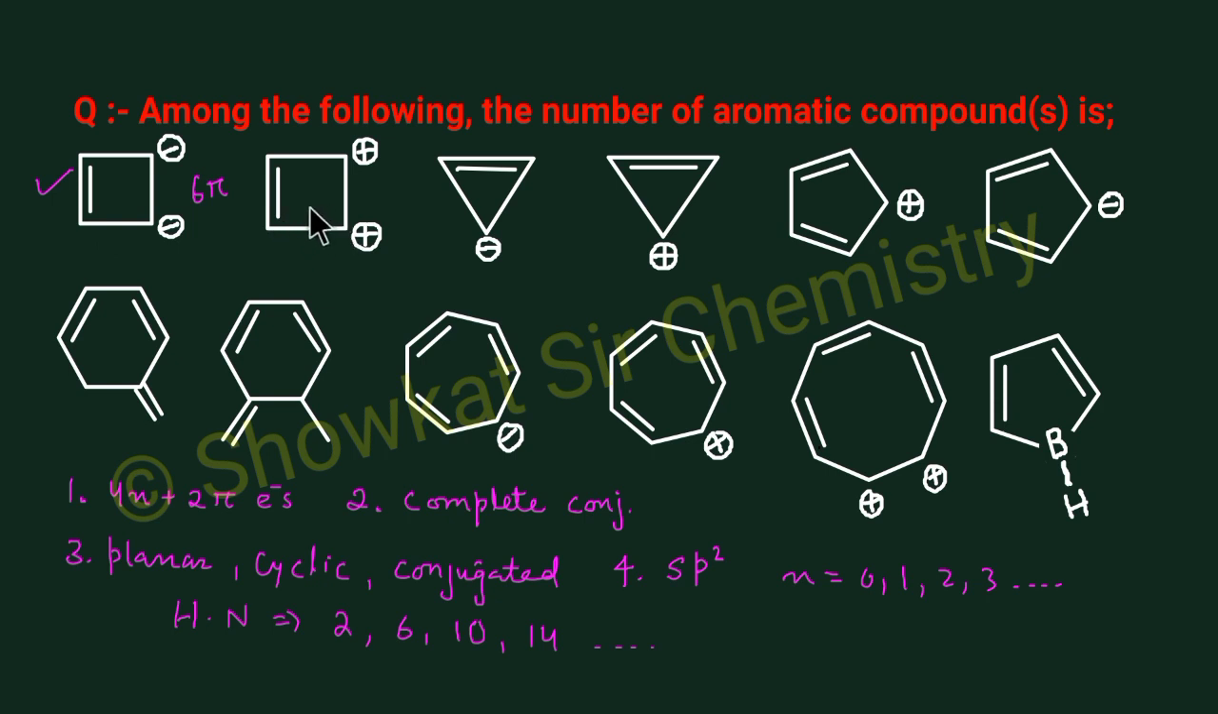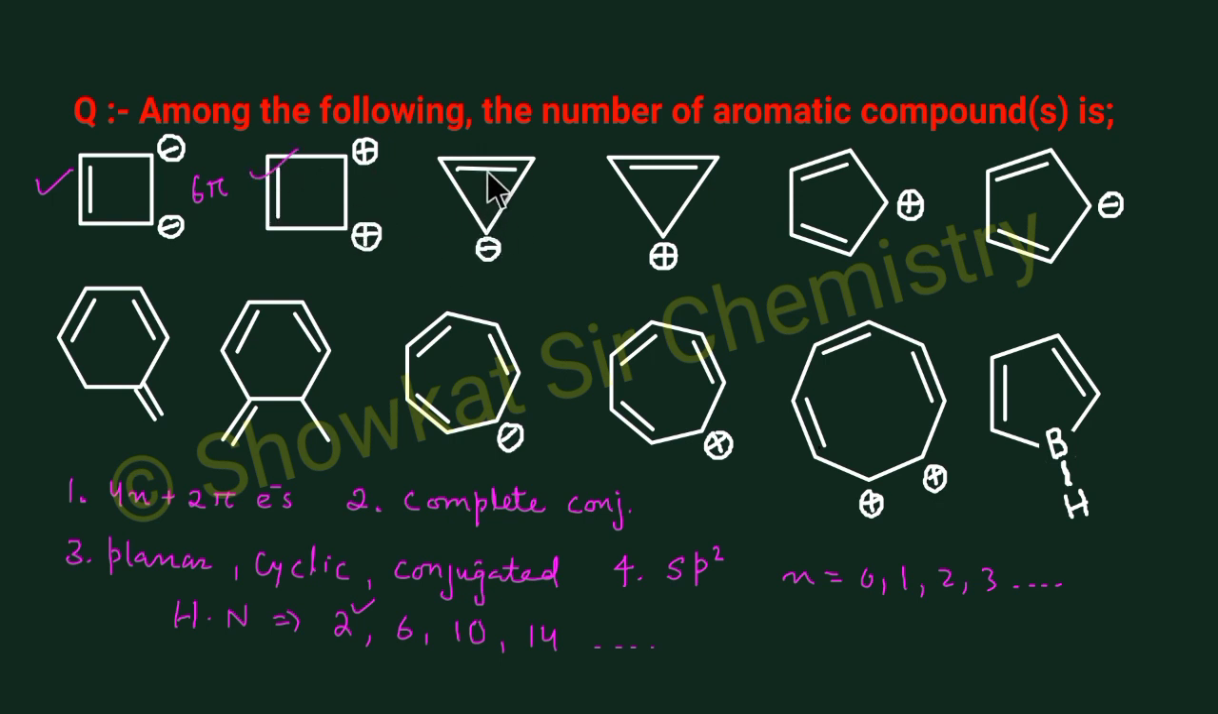Then if we see the second molecule here, there are only 2 pi electrons. It is a positively charged carbon, so sp2 hybridized. It's cyclic, it's also planar. So it is following Huckel's rule. It has 2 pi electrons, so this is also an aromatic compound.